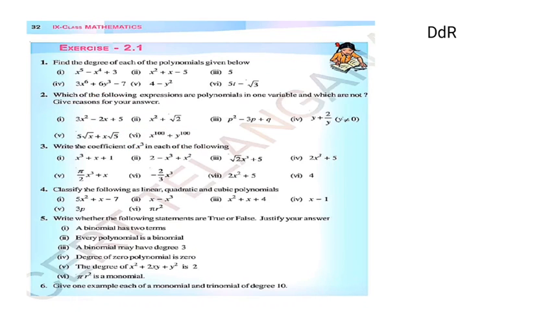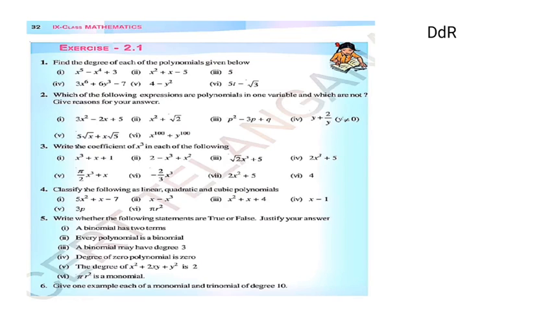Next, third bit, write the coefficient of x cube. Just now I explained what is the coefficient of x square in one of the do this bits. Based on that, you can do the third problem. Next, classify the following as linear, quartic and cubic. You have to decide whether the given polynomials are linear, quartic or cubic. According to the table, linear means degree is 1, quartic means degree is 2, cubic means degree is 3. Observe the questions and find out which are linear, which are quartic and which are cubic.